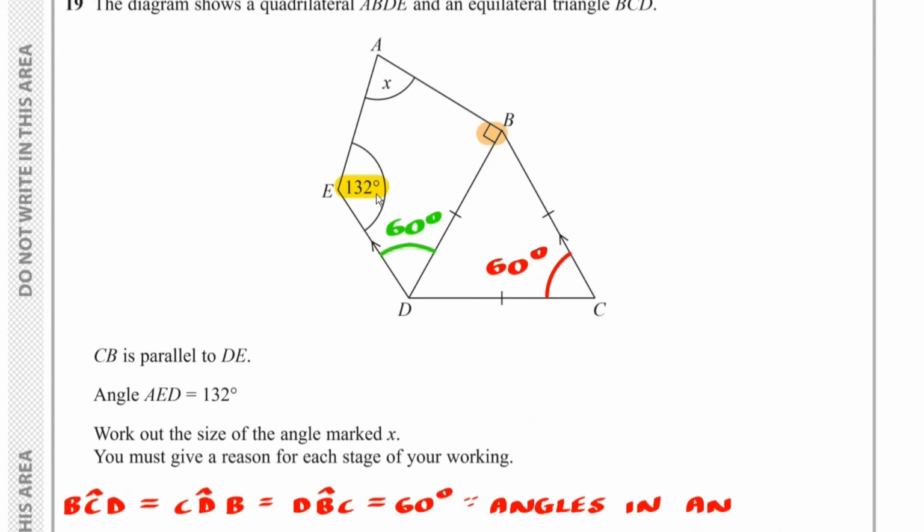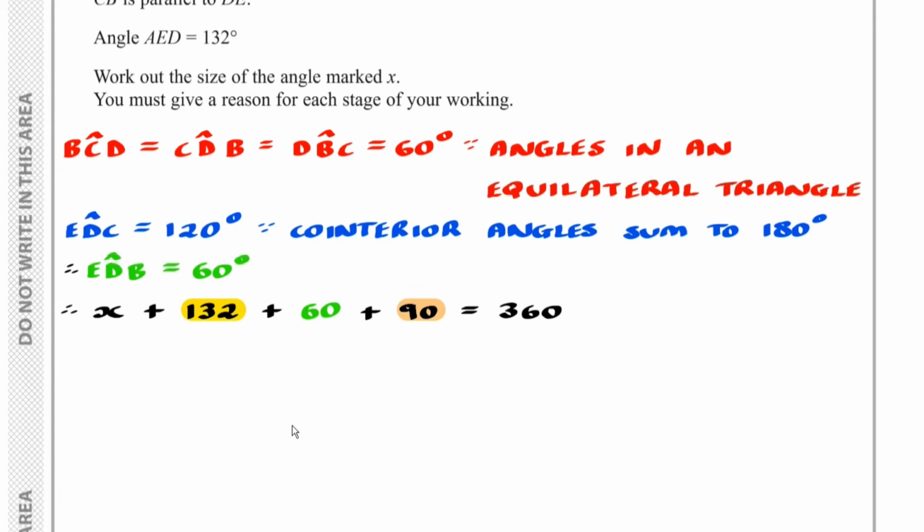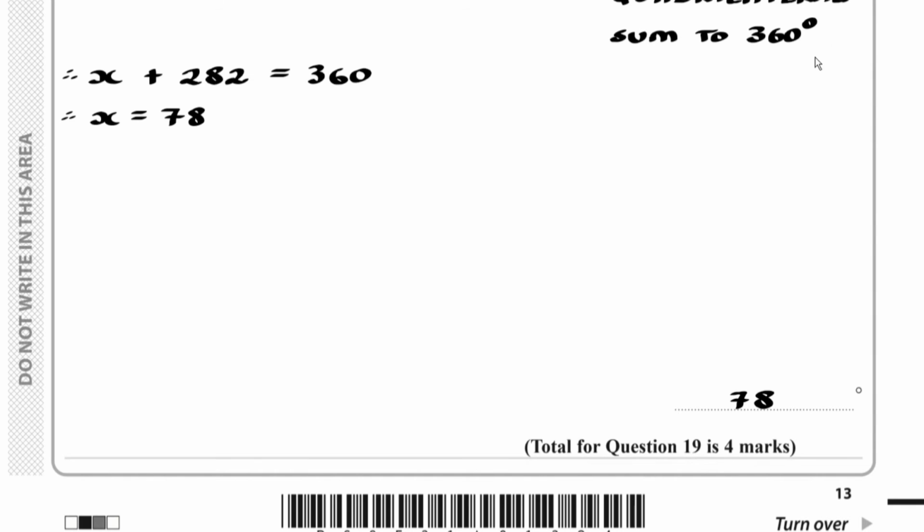Now we've got a quadrilateral here, and we know that the angles in a quadrilateral sum to 360. So I've got x plus 132 plus 60 plus 90 gives 360. And that's because angles in a quadrilateral sum to 360 degrees. So I've got x plus, now here 132 plus 60 plus 90, that's 282. And summing all this together we get 360. And subtracting 282 from both sides, x is equal to 78. So x is 78.